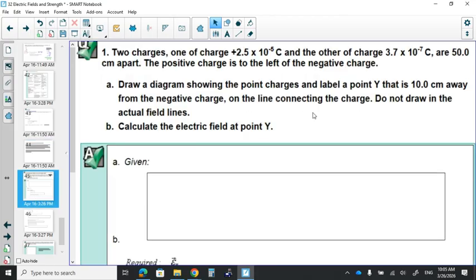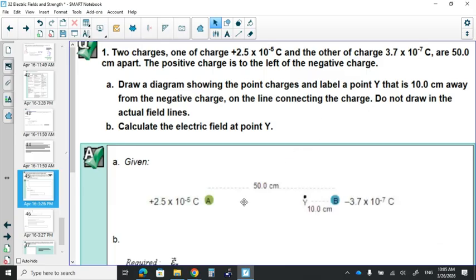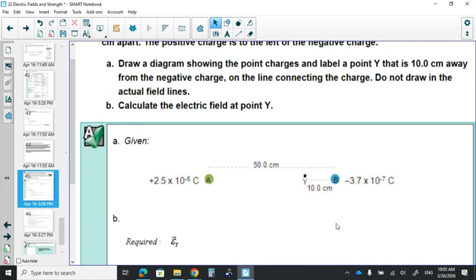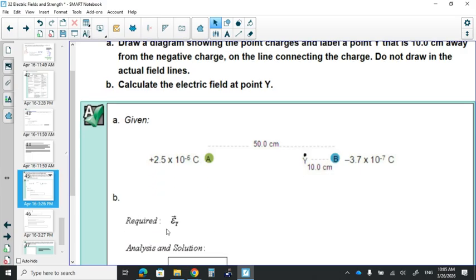So in this situation, you have two charges. It says one is the positive charge to the left of the negative charge. Press pause and look through it and so on. They're 10 centimeters away for the one and 50 centimeters apart. This is the geometry that they describe there. So they want to know what the electric field intensity is at a particular spot.